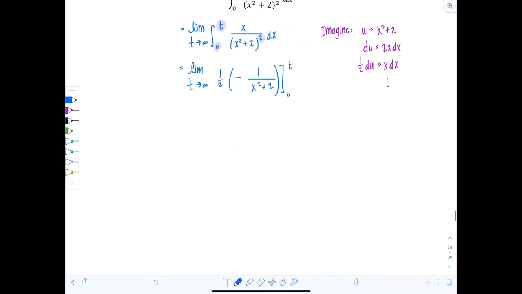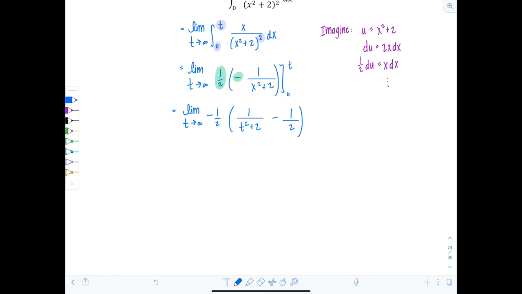Very good. So here we go. Let's take this 1/2 out with the negative so it's not so confusing. So we're going to have the limit as t approaches infinity of negative 1/2 times. Now let's plug in the limits of integration. So I've got 1 over t squared plus 2 minus 1 over 0 squared plus 2, so just 1/2.